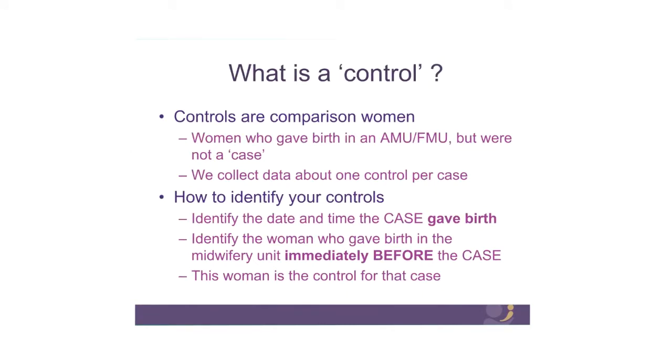Just to recap, we talked about this before, but your controls, just to remind you, controls are comparison women, women who gave birth in the unit who were not a case, but we ask you to identify them in a very particular way, and it's very important that you do that in this way. So you identify the date and time that the case gave birth, and then you identify the woman who gave birth in the midwifery unit immediately before the case, who wasn't herself a case, and that woman is the control. If you have any doubts or questions about that at all, please do just email us or give us a call.